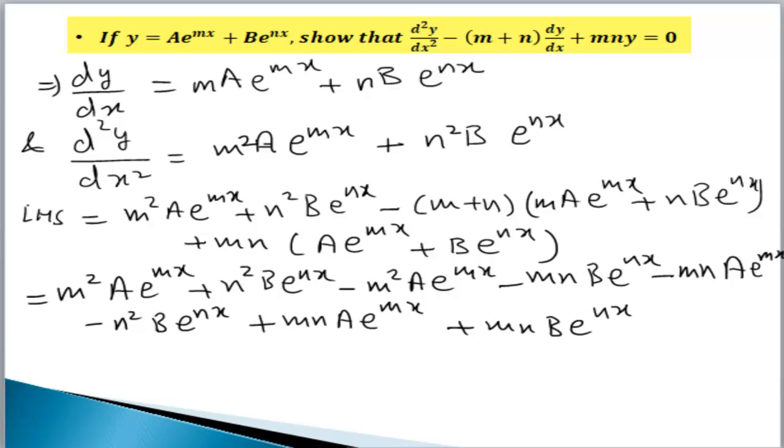Now have a look, you will find each of the terms is getting eliminated. You can see this m square a e to the power mx cancels out with this one, positive as well as negative of the same term. Then this gets eliminated with this one. These two are eliminated. These two are eliminated. You can see all the terms get cancelled out and it is reduced to 0. That is the right hand side.